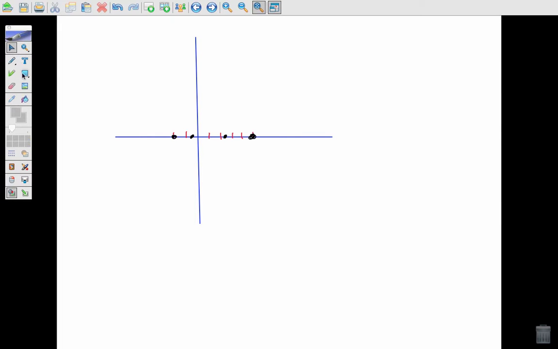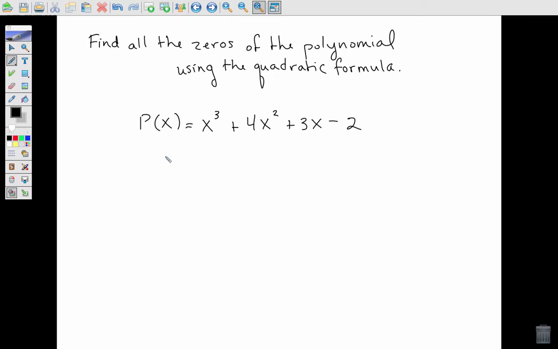Okay, and I know I have a positive, even-powered leading coefficient, so my graph is going to look something like this. So you can go ahead and find all the zeros of this given polynomial. First find the possible zeros, use synthetic division to find all the rational zeros, and then use the quadratic formula to find the irrational zeros.